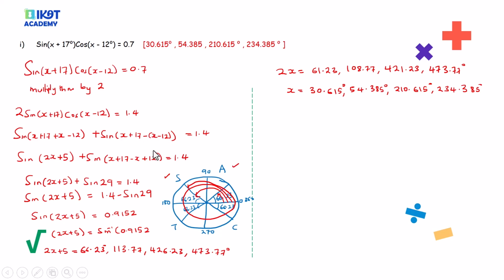Don't just pick x and also pick negative 12. We have to introduce a bracket, then we open this bracket. So now we come up with this expression. We take sine to the other side, so we get sine 2x plus 5 is equal to this.